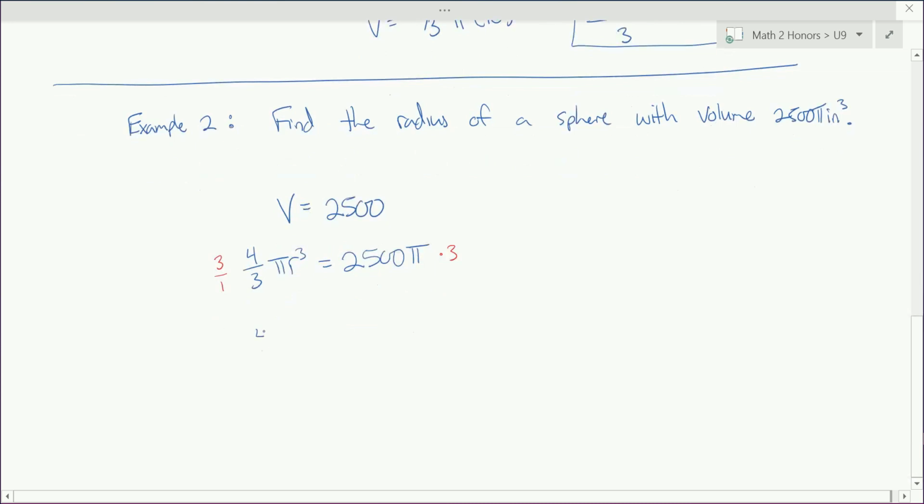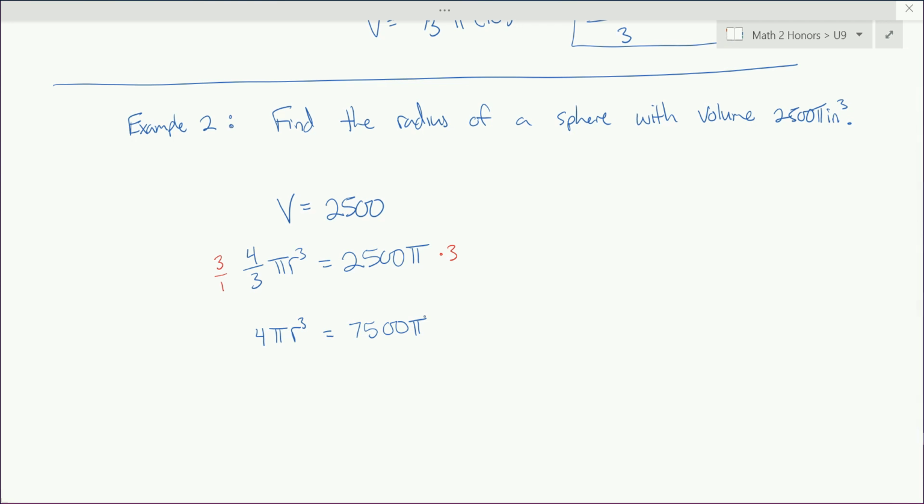And we're going to get 4 pi r to the third is going to be 3 times 2,500, which is 7,500. All right. Oh, I forgot my pi. Don't forget pi, even though it's not pi day.